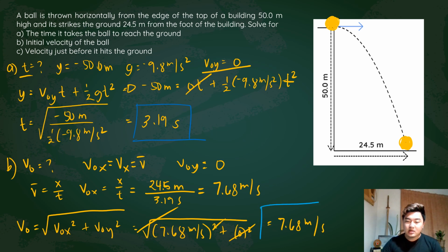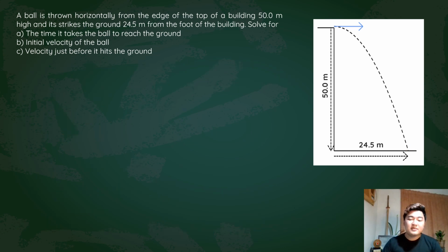So this is your initial velocity. Now, question C, the velocity just before it hits the ground. So you will solve for the velocity of this object just before it hits the ground, which is at this point here. So from the top of the building, the ball is now here, and we will solve for its velocity just before it stops. So this one.